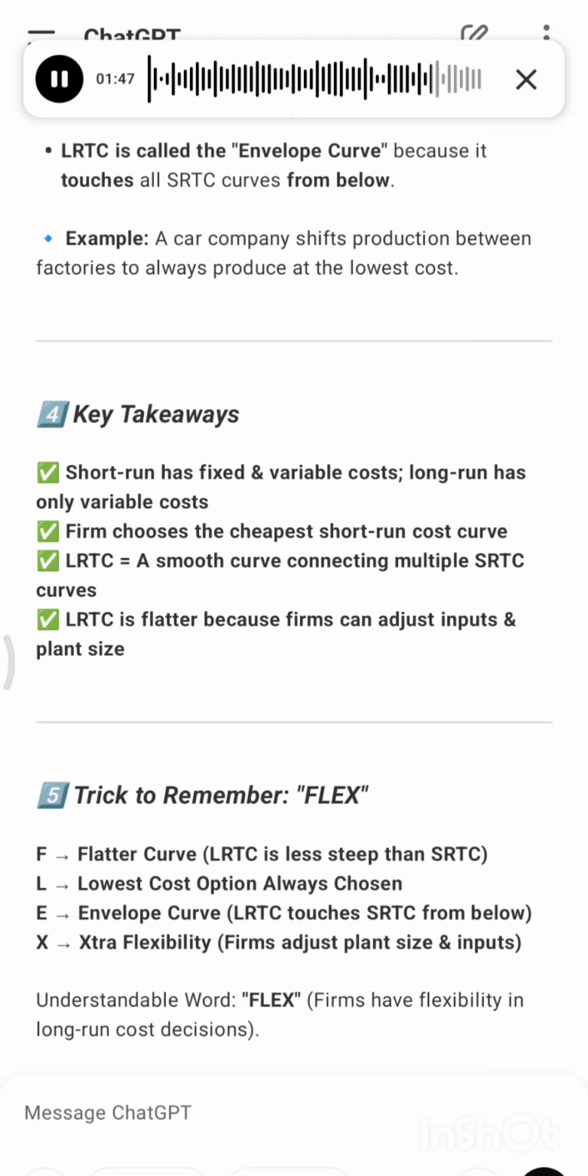Trick to remember: FLEX. F, flatter curve, LRTC is less steep than SRTC. L, lowest cost option always chosen. E, envelope curve, LRTC touches SRTC from below. X, extra flexibility, firms adjust plant size and inputs. Flex: firms have flexibility in long-run cost decisions.